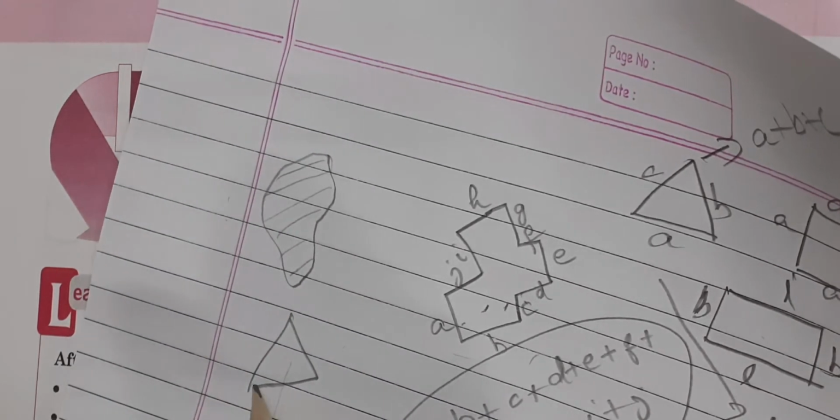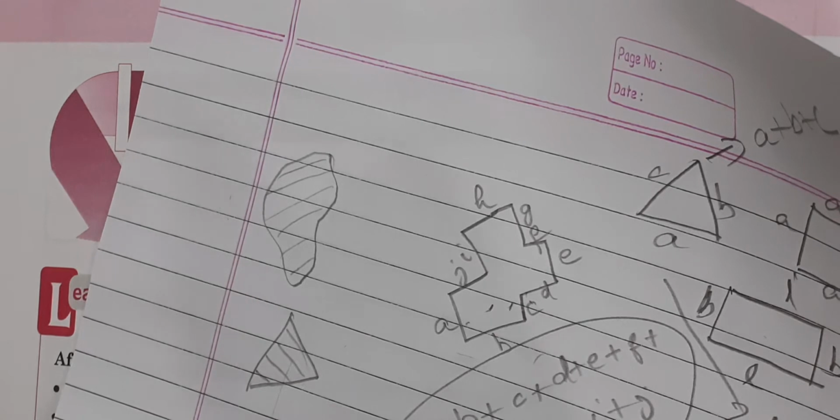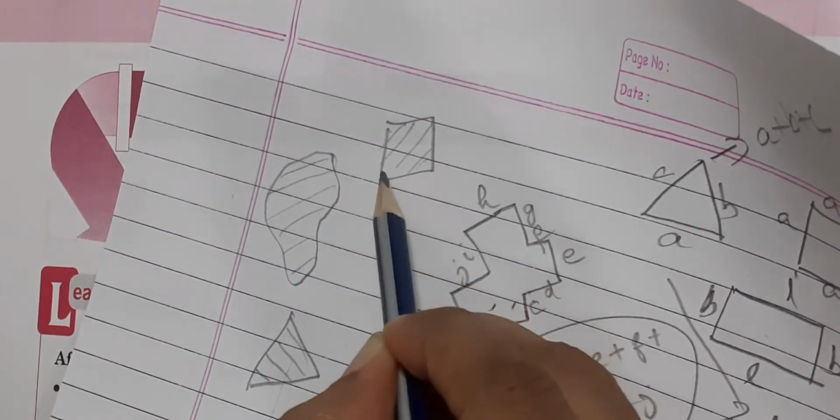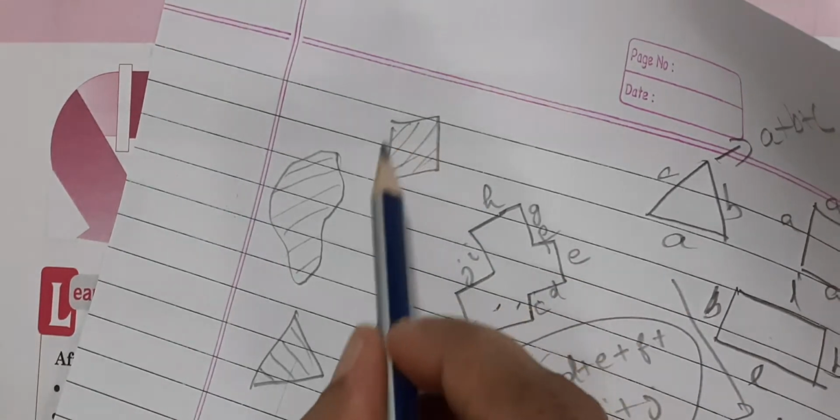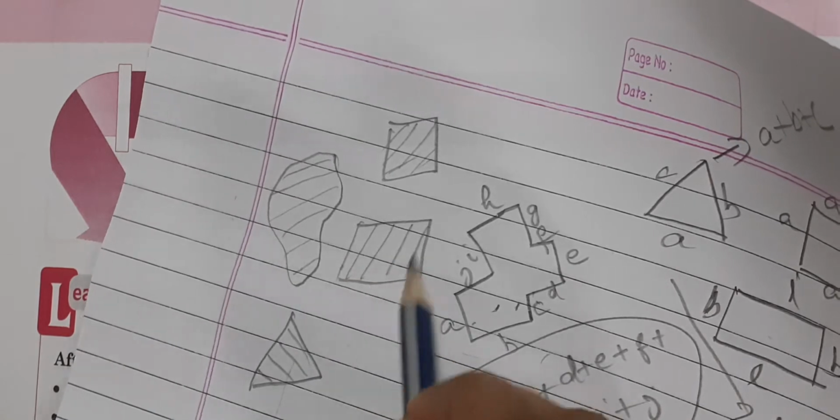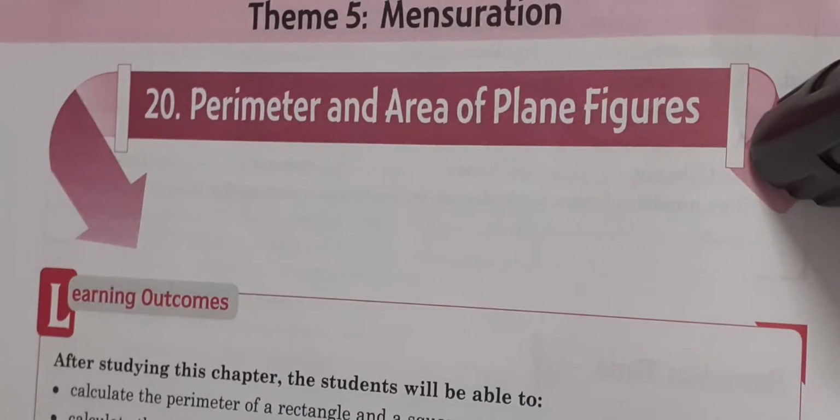So what is the area of this triangle? This portion, how much that is, is the area. For a square, this portion, this surface, is known as the area. For a rectangle, this portion is known as the area. So what is area? Area is the surface enclosed by a simple closed figure. Now we can calculate the area of a rectangle and the area of a square using the formula.